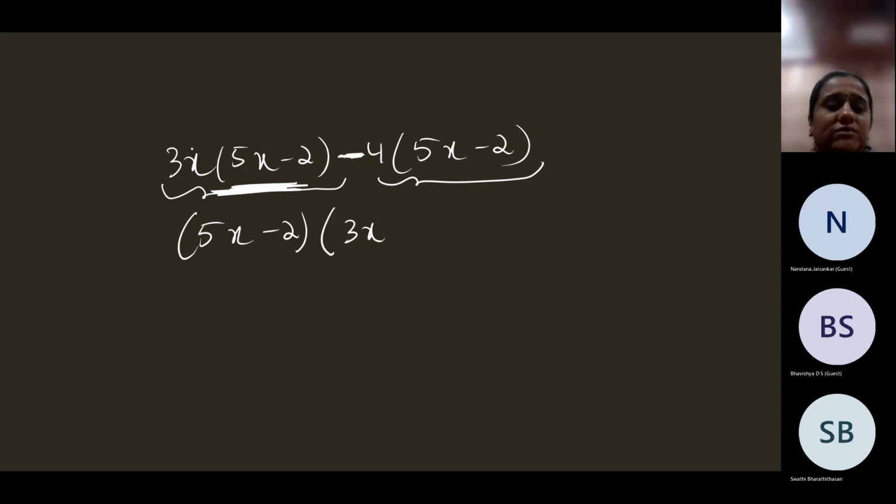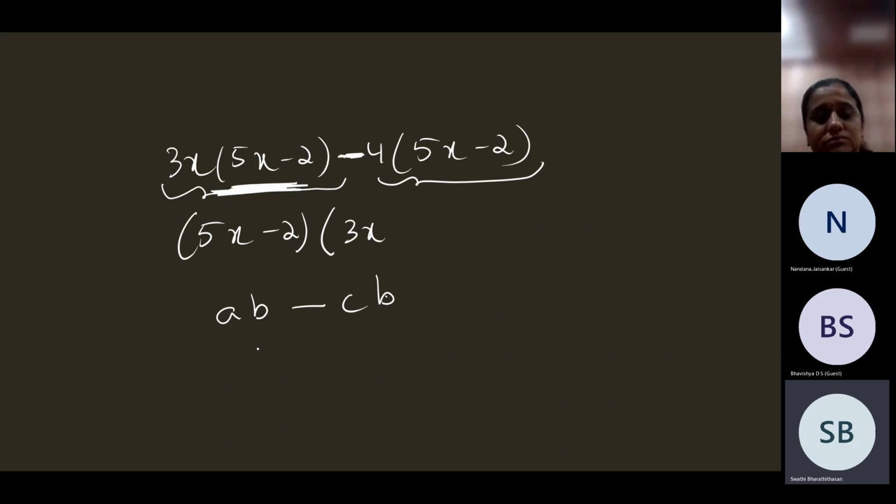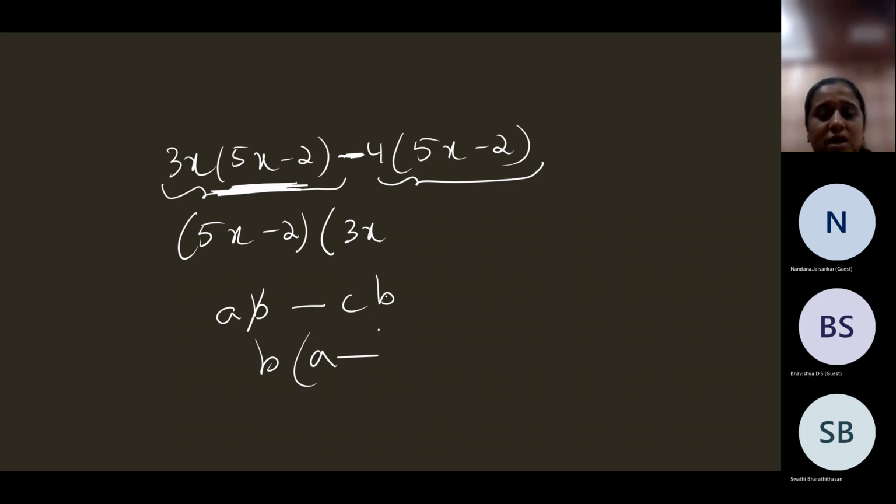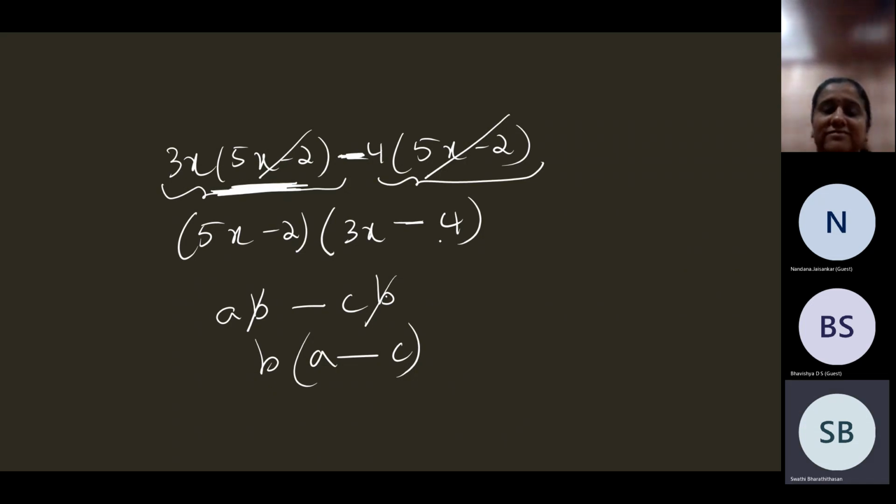Now see here, let me see here, Swati. Supposing you have AB minus CB, okay? What is common? B. So what will you write here? B is common, so you'll write A minus C, right? Same thing here. 5x minus 2 is common outside. So you'll write this 3x, you'll put this minus sign, and this 5x minus 2 is common. Then you will put this 4, right? Yes, ma'am, understood.